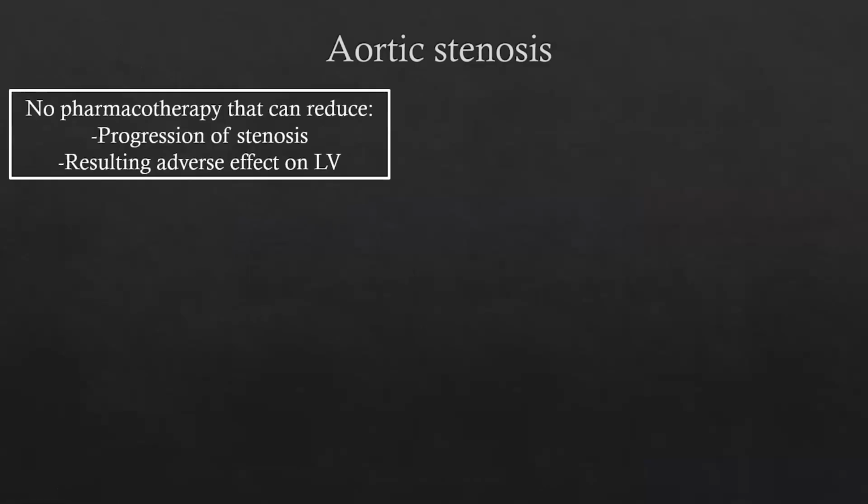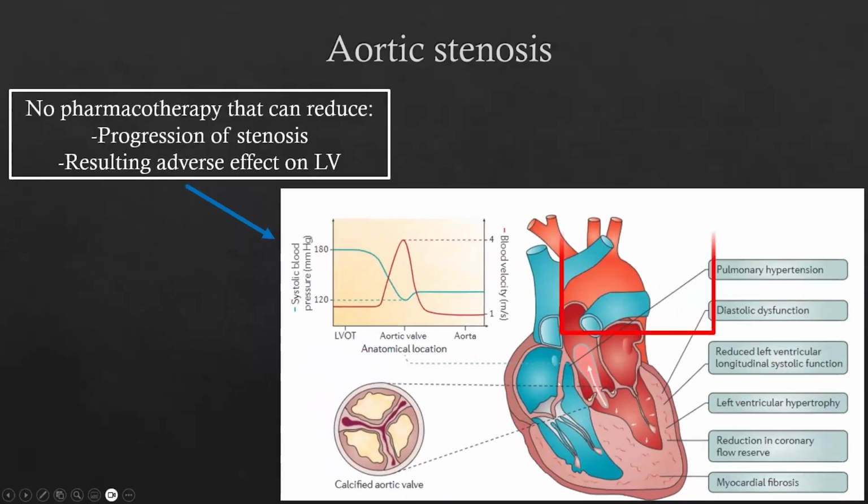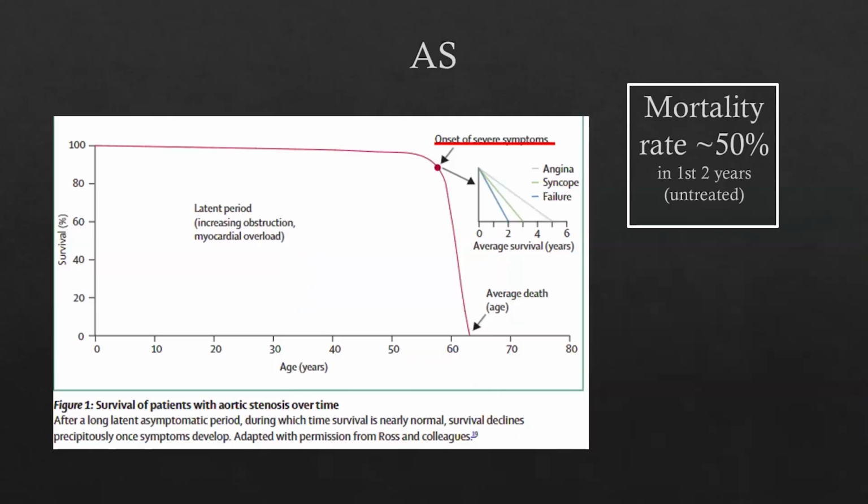There's no effective pharmacotherapy that reduces this progression of stenosis and the resulting adverse effects on the left ventricle. Those adverse effects on the left ventricle include diastolic and systolic dysfunction, left ventricular muscle hypertrophy, reduction in coronary flow reserve, and myocardial fibrosis. And what all this means is that ultimately the mortality rate for untreated severe aortic stenosis is quite high.